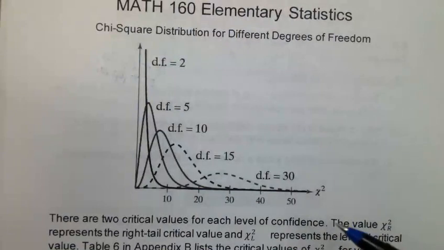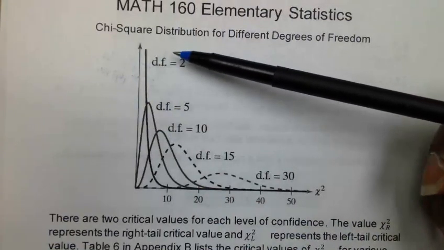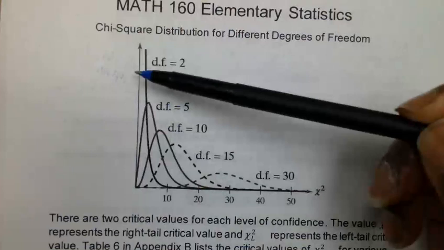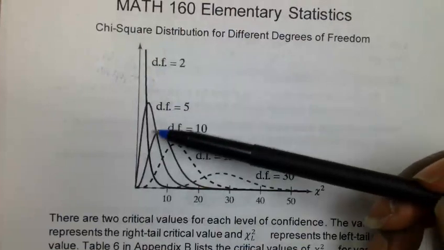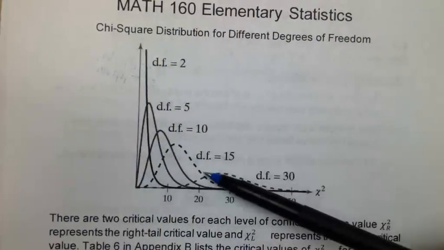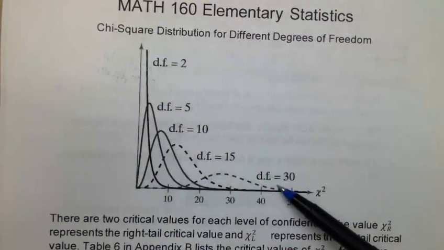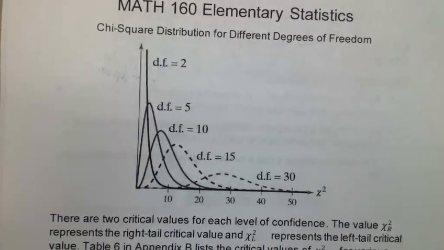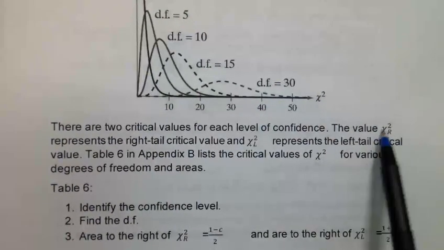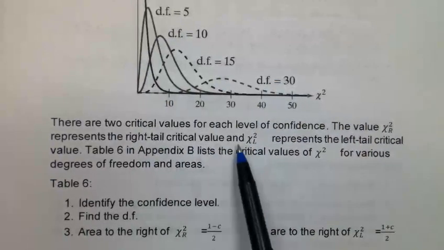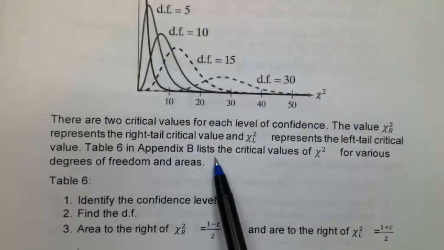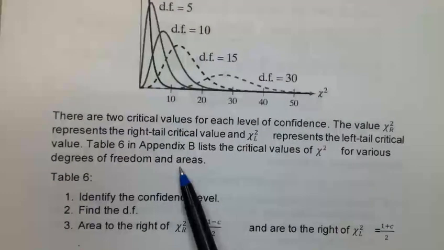All right. So for degree of freedom 2, you can see this is the curve right here. Then degree of freedom 5, then 10, then 15, then 20. See how it kind of levels out as n increases. All right. So there are 2 critical values for each level of confidence. The value chi-squared R represents the right tail critical value, and chi-squared L represents the left tail critical value. Table 6 in Appendix B lists the critical values of chi-squared for various degrees of freedom and areas.